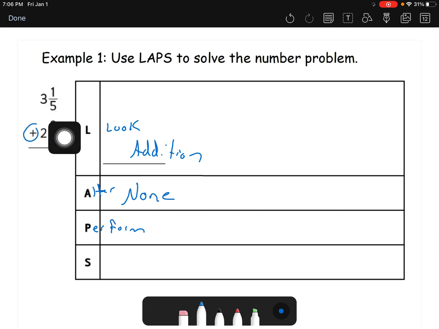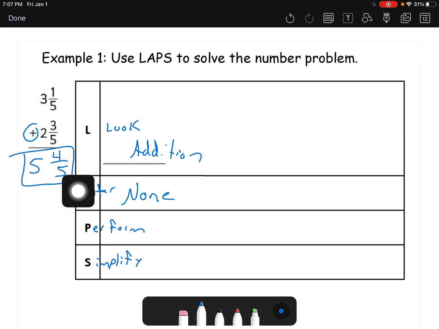Now when you have these mixed numbers, what we can do is just add the fraction parts and then add the whole number parts, okay? So 1/5 plus 3/5, that would be 4/5, and 3 plus 2 would be 5. So my answer would be 5 4/5, okay? And then simplify. We don't need to simplify because 4/5 doesn't simplify, so we're all good.